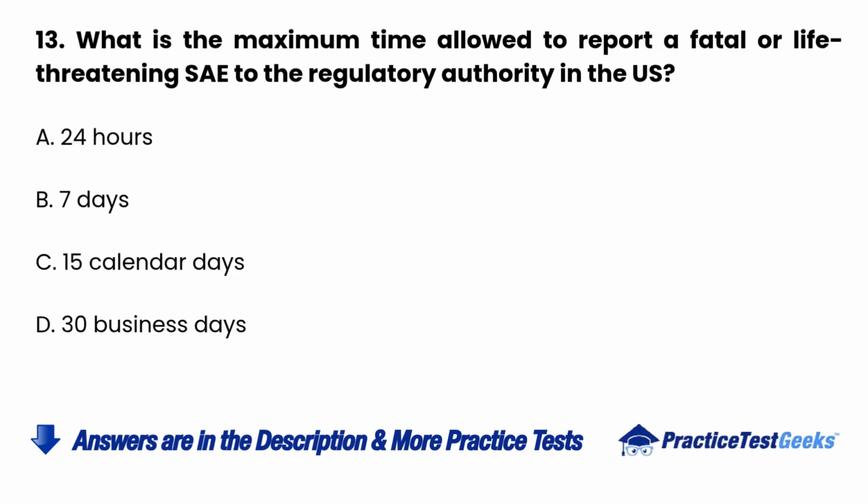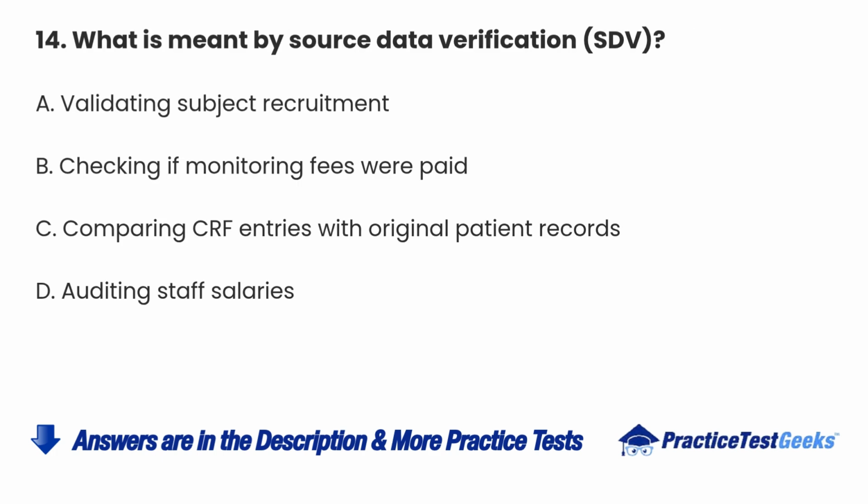What is the maximum time allowed to report a fatal or life-threatening SAE to the regulatory authority in the U.S.? A. 24 hours. B. 7 days. C. 15 calendar days. D. 30 business days. 14. What is meant by Source Data Verification (SDV)?